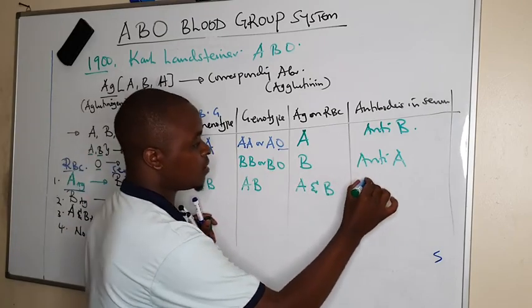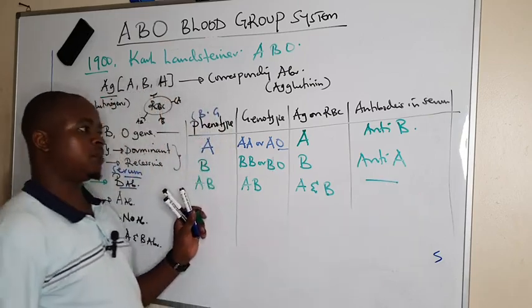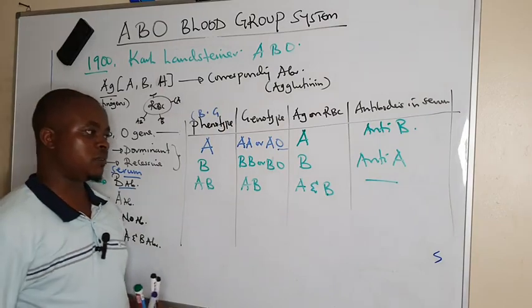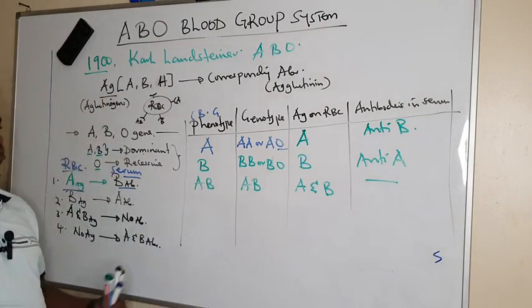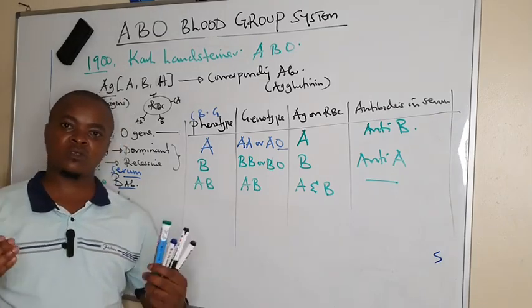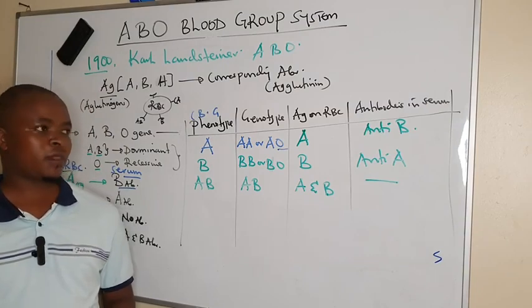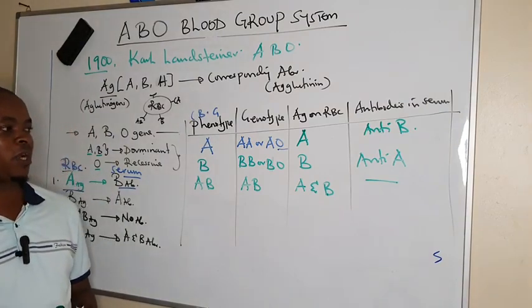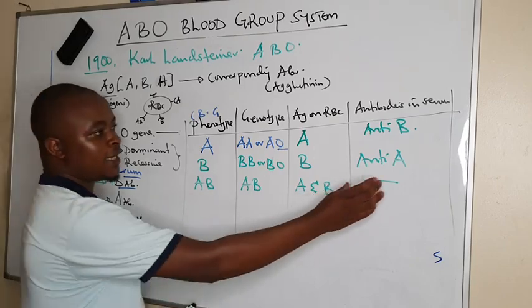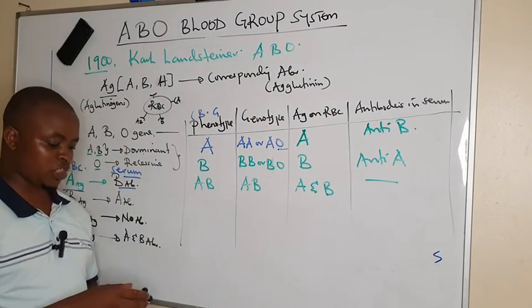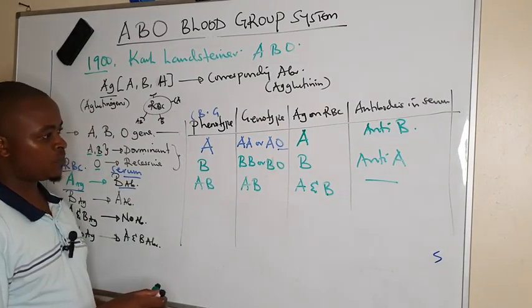Then they lack antibodies in serum. That is, they have no antibodies. That's why we normally say that a person with blood group AB is a universal recipient. They receive from all blood groups. Why? Because they lack antibodies in the serum, so there is no reaction in any of the blood groups.